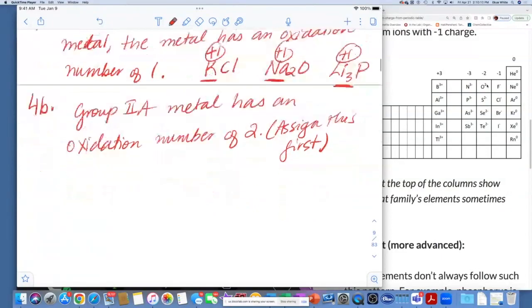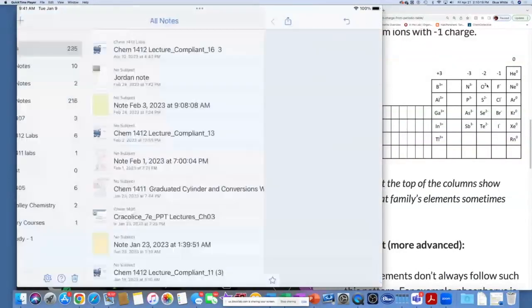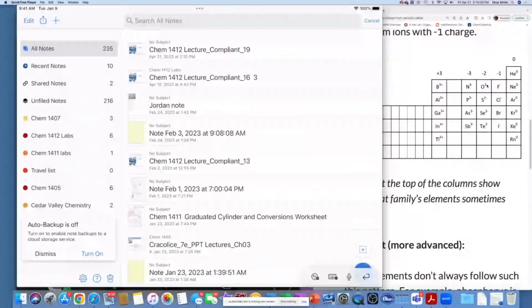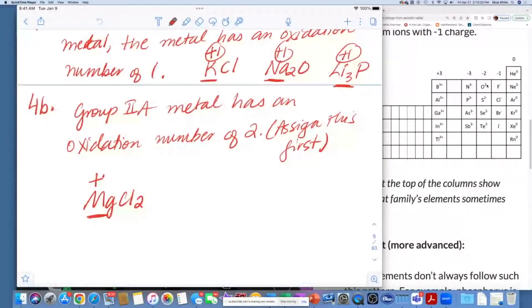Once again, this one here, you have magnesium chloride. Magnesium is a group 2 metal, so it has to be assigned first, and it has to have a +2 oxidation number. And then chlorine will have to adapt. It'll be what? -1.